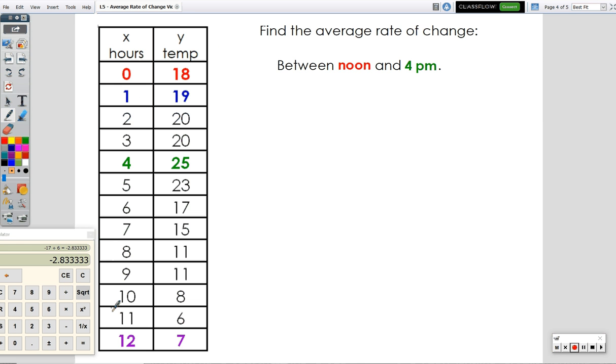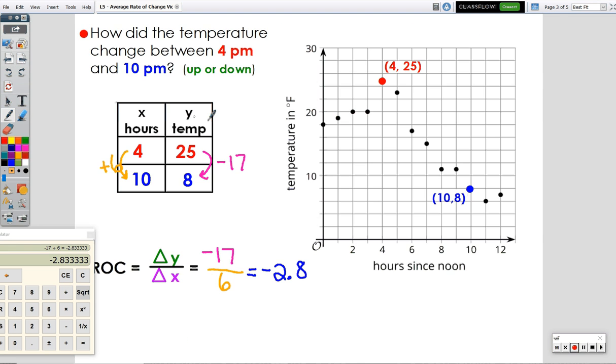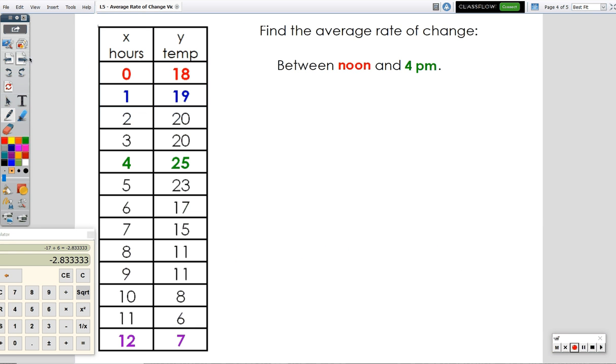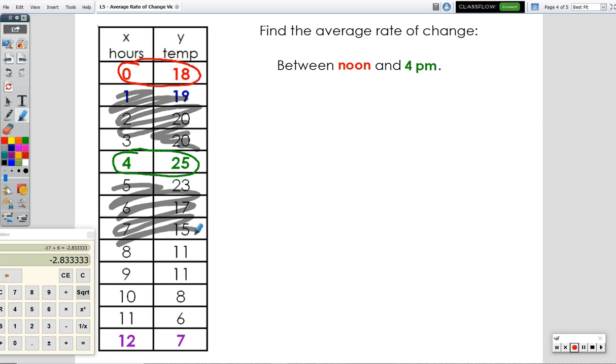Well, this is all of these values right here that are listed on the table, or on this graph. I just put them into a table here. So noon is going to be right here. This is going to be noon, because that's 0 hours since noon. And then 4 p.m. is going to be right here. Now, when we do these problems, it's important for you to know we don't care about any of these other values. Okay, we just want our starting point and our ending point. So we can actually just ignore the rest of these.